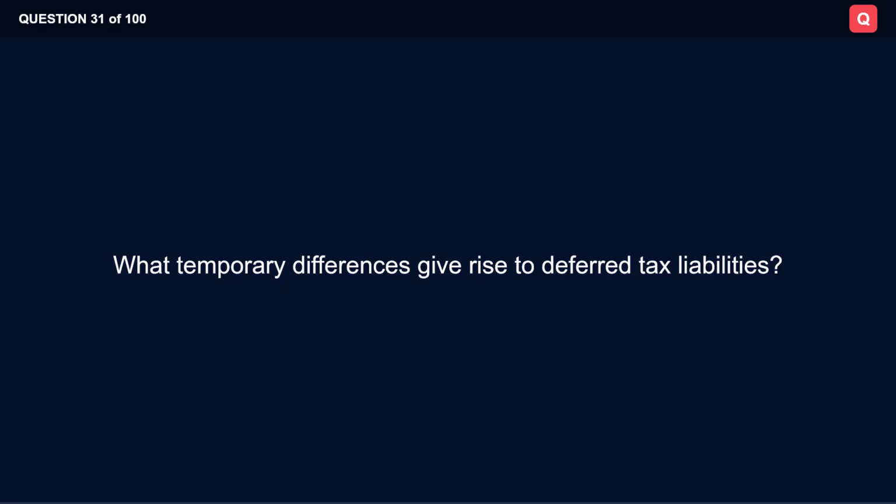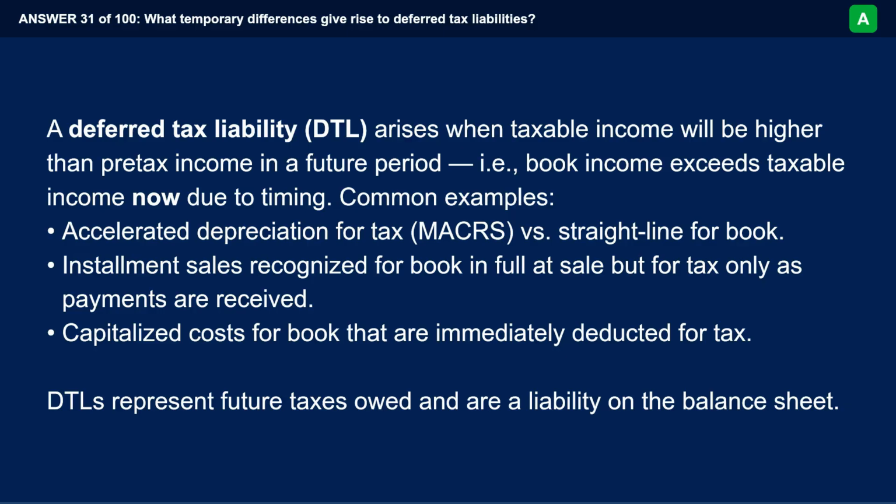What temporary differences give rise to deferred tax liabilities? A deferred tax liability, DTL, arises when taxable income will be higher than pre-tax income in a future period. That is, book income exceeds taxable income now due to timing. Common examples: accelerated depreciation for tax, MACRS, versus straight line for book. Installment sales recognized for book in full at sale, but for tax only as payments are received. Capitalized costs for book that are immediately deducted for tax. DTLs represent future taxes owed and are a liability on the balance sheet.